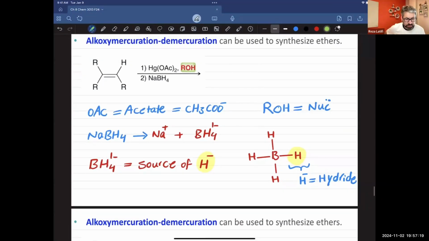Next, and the last mechanism, will be the alkoxymercuration-demercuration. And we use this method to make an ether. The OAc stands for acetate, and sodium borohydride is a source of H- or hydride. And if we use alcohol instead of water, this time our nucleophile will be the RO. So this piece will be the nucleophile, and we will get ether instead of alcohol.